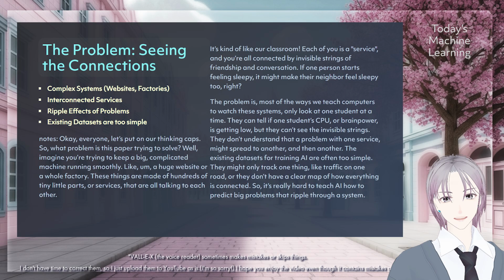The problem is, most of the ways we teach computers to watch these systems only look at one student at a time. They can tell if one student's napping or brain power is getting low, but they can't see the invisible strings. They don't understand that a problem with one service might spread to another and then another. The existing datasets for training AI are often too simple. They might only track one thing, like traffic on one road, or they don't have a clear map of how everything is connected. So it's really hard to teach AI how to predict big problems that ripple through a system.